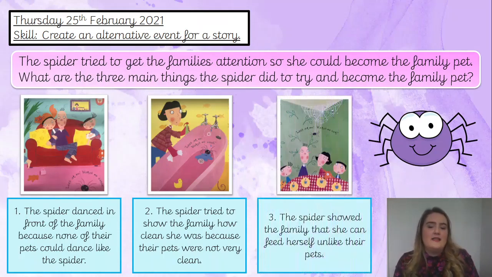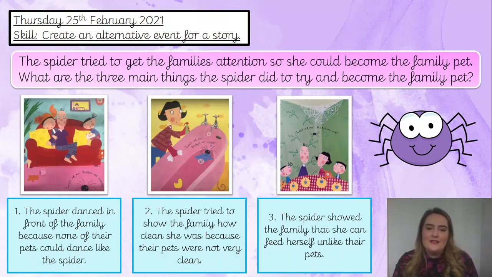The last thing that she did then, she tried to show the family that she could feed herself, unlike the pets. So we saw the picture of the dog being given the dog food, and actually she could feed herself because she caught the flies in the web. How did the family react? Well done, they said, out you go.